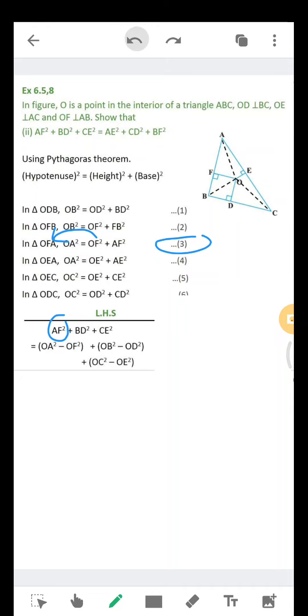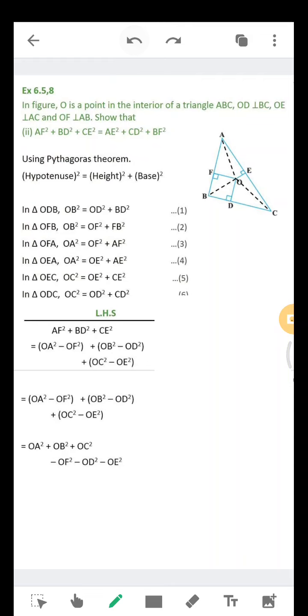This is LHS. Then we'll simplify this LHS further and see what we will get. OA square minus OF square, same thing is taken here. Then OA square plus OB square plus OC square minus OF square minus OD square minus OE square. All the steps are taken here. Just I opened the brackets, that's all.